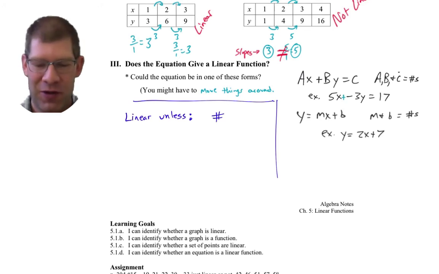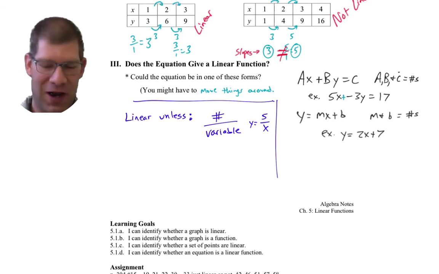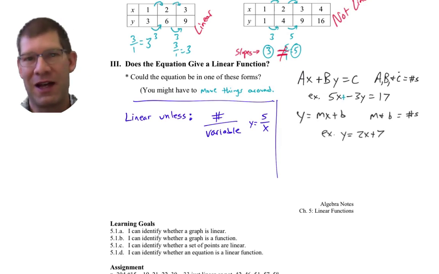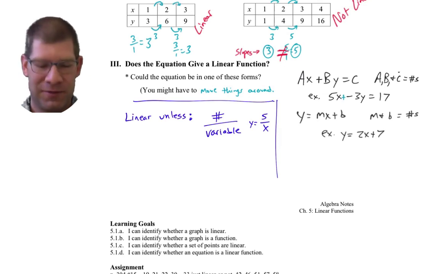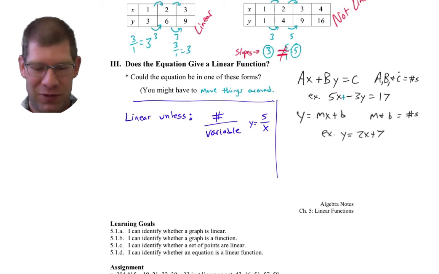I'm going to say you have a number divided by a variable. If you ever have like a 5 over x, it's not going to be linear. So y equals 5 over x, y equals 5 over x plus 7, 5 over x plus y equals 9. If you ever get a 5 over x, or a number divided by x, or a number divided by y, it's not going to be linear. The other thing is you can't have a variable times a variable. So no variable times a variable.